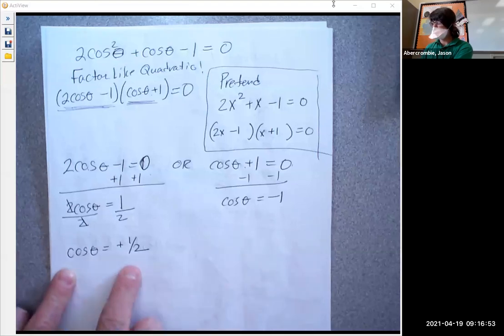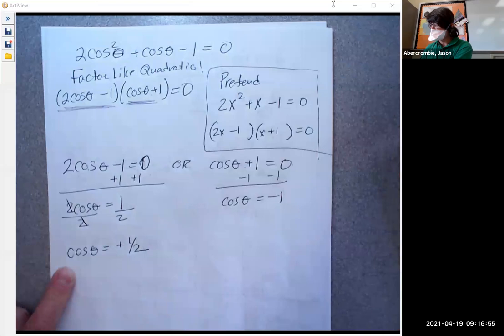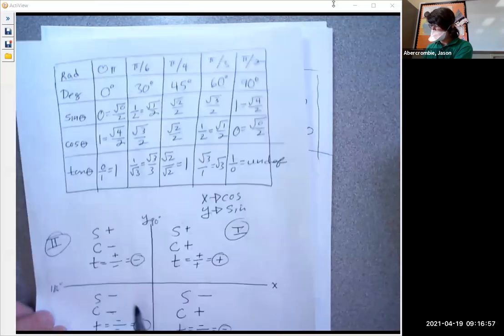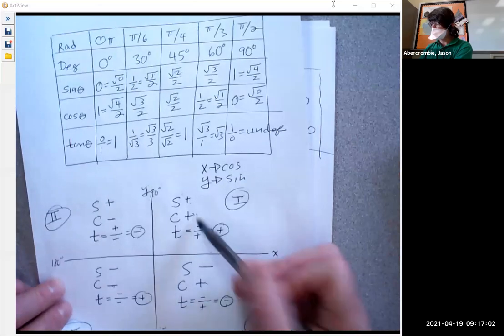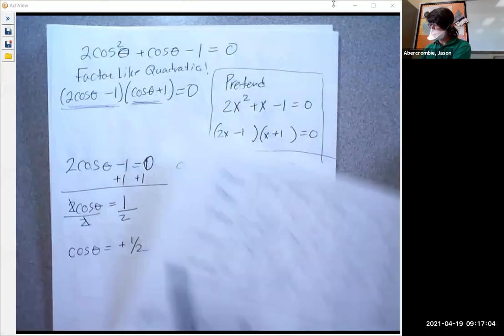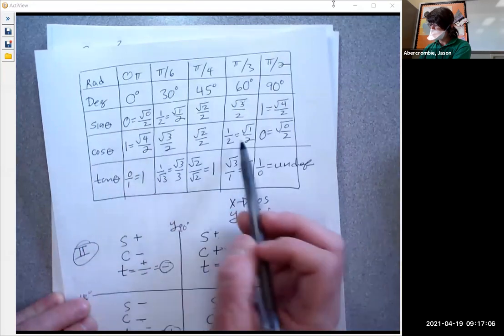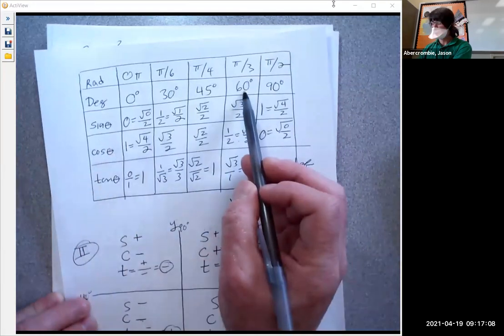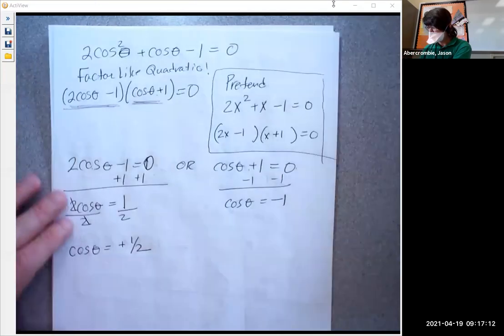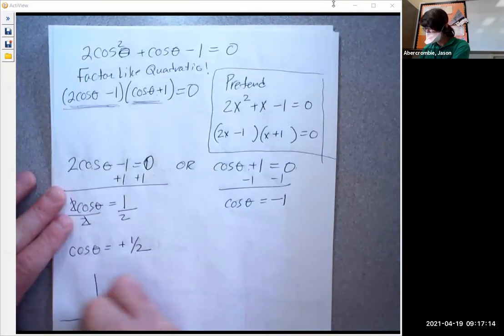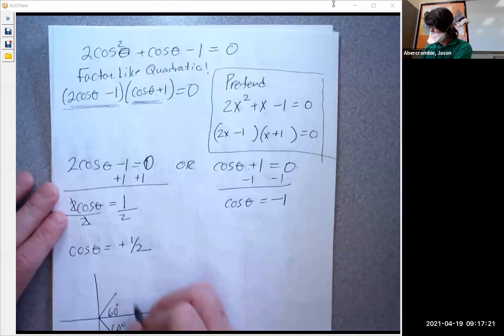So we'll start with cosine of 1/2. Cosine equals 1/2. Cosine is positive here and here, so in quadrant 1 and 4. 1/2 had a reference angle right here. Cosine is 1/2 at 60 degrees, so we're going to have a 60-degree reference angle in the first and fourth quadrant. Let's draw that before I forget it.